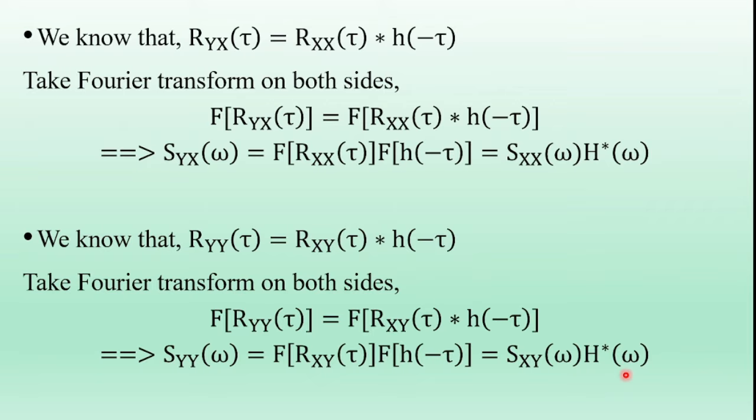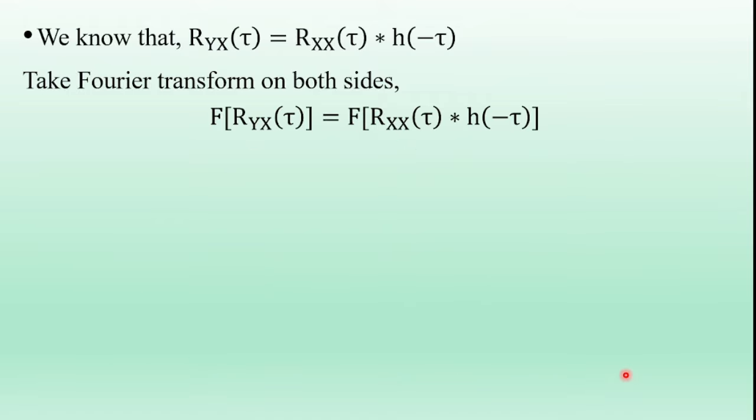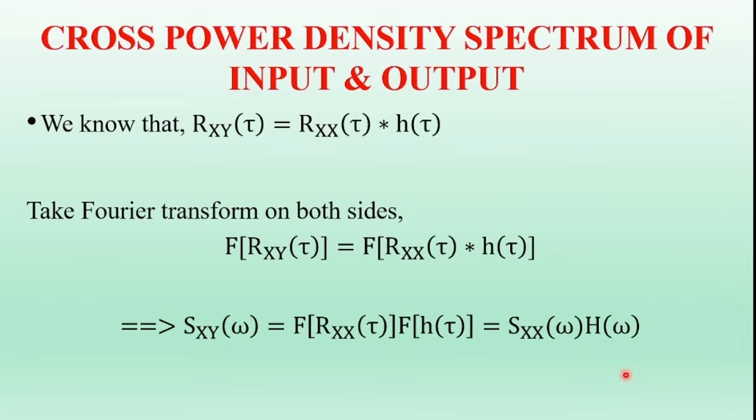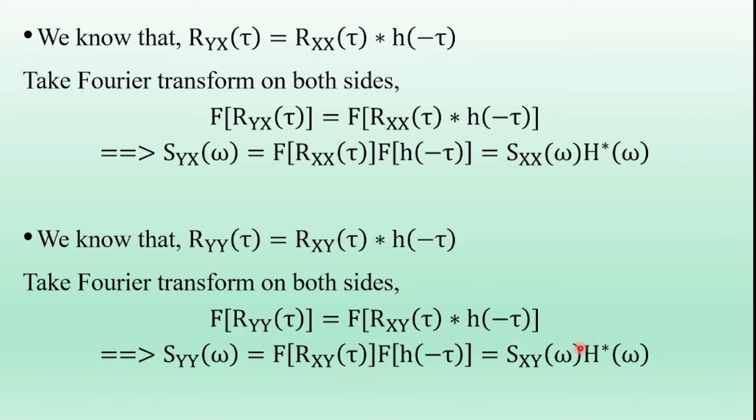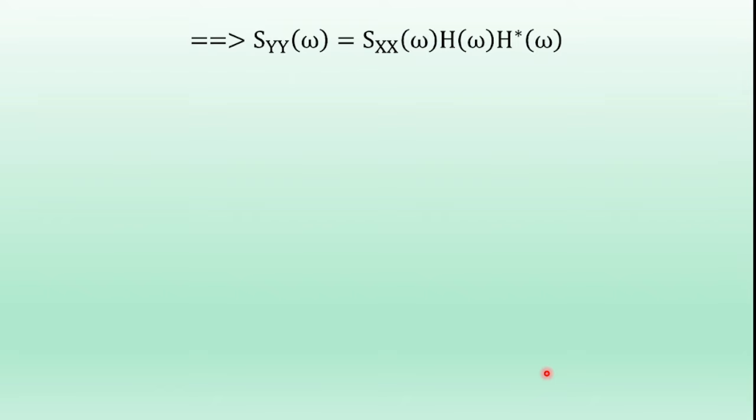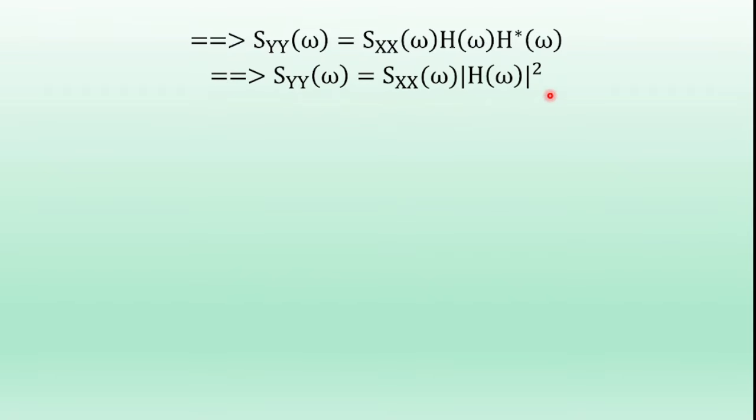But Sxy of omega is already derived here. And what is Sxy of omega? Sxy of omega is equal to Sxx of omega into h of omega. Substitute this Sxy of omega expression into this equation. We get Syy of omega is equal to Sxx of omega into h of omega into h conjugate of omega. So h of omega into h conjugate of omega is magnitude of h of omega whole square. Therefore, Syy of omega is equal to Sxx of omega into magnitude of h of omega whole square.